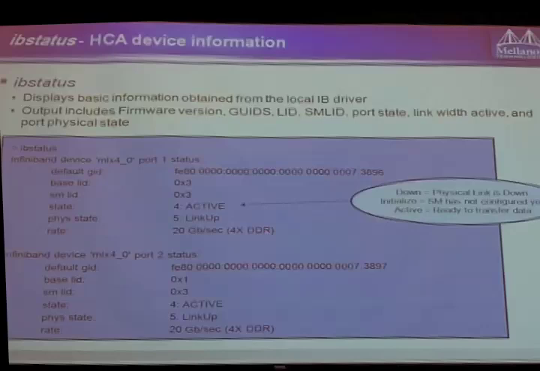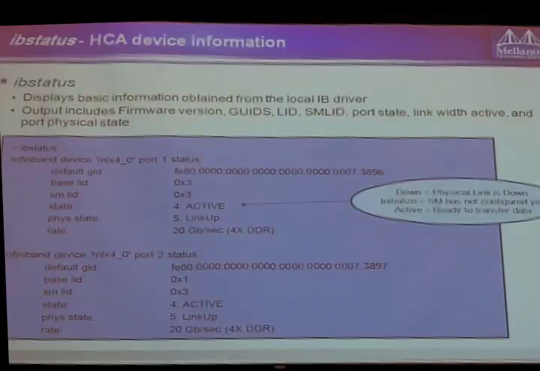So here you can see my port state is active. That means I'm ready to transfer data. My physical link is up. And my LID is number 3. We talked about these LIDs. The LID of this particular port is LID 3. Another thing you can see here is the subnet manager LID is 3 as well. So you can see I'm running the subnet manager actually on this machine. That's one way to tell. Okay, so this is IB status.